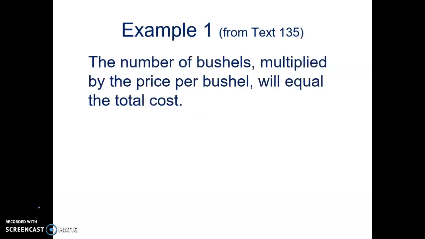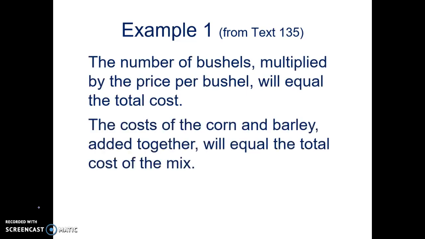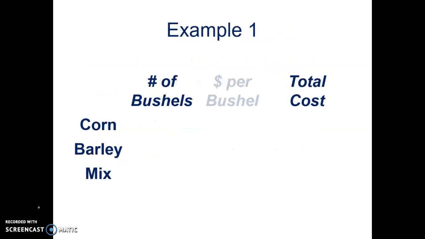This comes from Example 1 in your book, page 135. And we're going to be looking at a mixture of bushels of corn and barley. When we measure agricultural products like corn and barley, we're measuring it in bushels. And we're going to look at the number of bushels, the price per bushel, and the total cost. We're then going to create a mixture of corn and barley, and that mixture is also going to have a price per bushel and a total cost as well. So let's take a look at our chart.